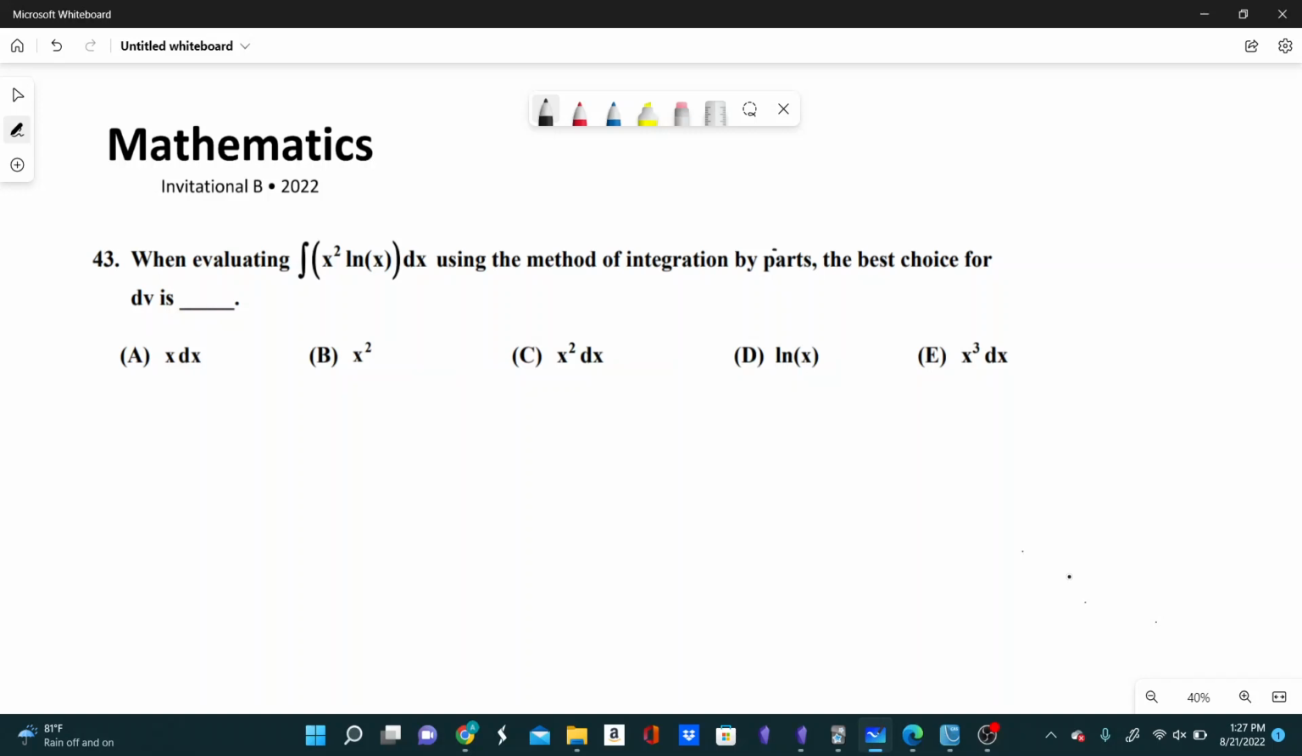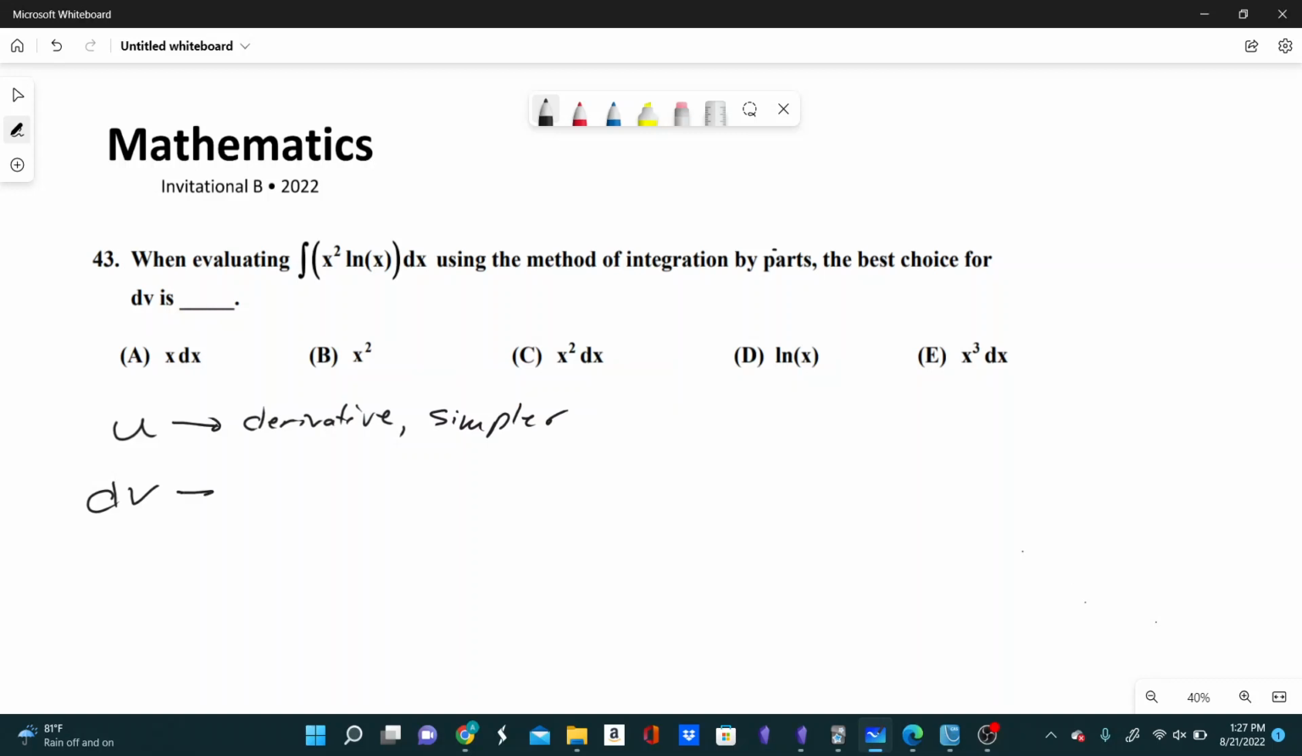Whenever using the strategy, there's two things you want to find. You want to find a value called u. You want to say that one of these functions is u, and one of them is dv. And the way this works is you want u to be the one where when you take the derivative, it gets easier to work with. It gets simpler.